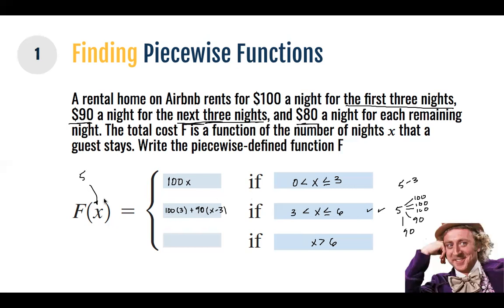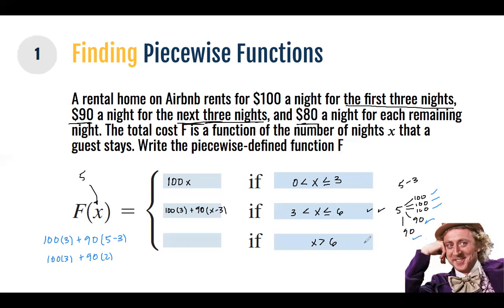So I'm going to do it over here. That's going to be $100 times the first 3 nights plus $90 times, because I have already paid 3 nights, 5 minus the 3 nights I already paid. So it's going to be 100 times 3 plus 90 times 2. And it makes sense: 3 nights paid at $100 a night, and 2 nights paid at $90 a night.